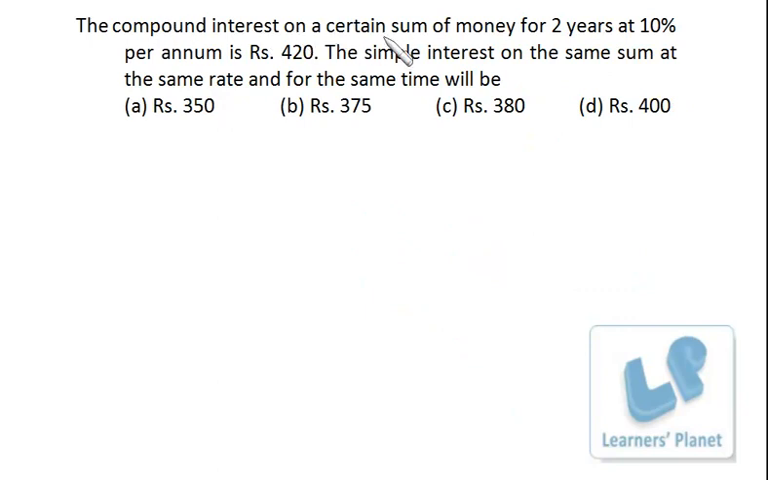The compound interest on a certain sum of money for 2 years at 10% per annum is 420. The simple interest on the same sum for the same period will be, okay, so I assume the amount to be 1000 rupees. So 10% for the first year is 100 rupees, and 10% on this in the second year, so that's 110. So this is actually 210, and 420 is double. So in fact, the principal is instead of 1000, it is 2000.